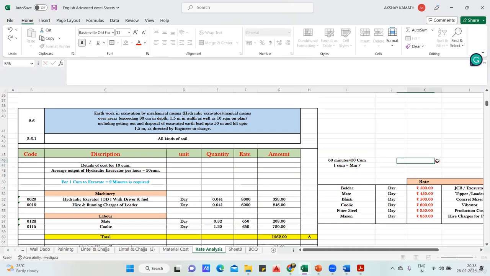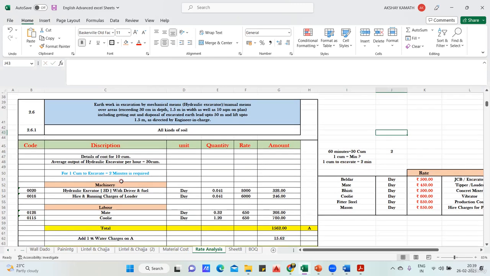Right. So very simple calculation. For 60 minutes, if it is 30 cubic meter, then how many minutes will it be for 1 cubic meter? So what I'm going to do, 60 divided by 30, I'll get 2. That means for 1 cubic meter to excavate, 2 minutes is required for the excavator. For 1 cubic meter of the soil to excavate, I require 2 minutes. The same thing I've written: for 1 cubic meter to excavate, my hydraulic excavator will take 2 minutes.